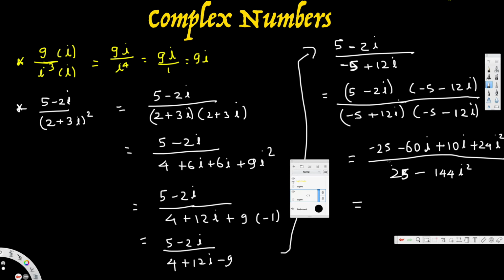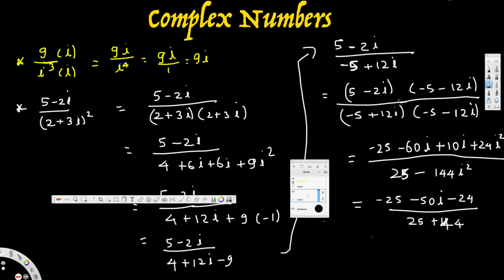Let's simplify the numerator first. Negative 25, and negative 60i plus 10i becomes negative 50i, and then 24i squared: i squared is negative 1, negative 1 times 24 gives negative 24. In the denominator, 25, and 144 times i squared, which is negative 1, so negative 1 times negative 144 is plus 144. Now we can simplify further. Negative 25 minus 24 is negative 49, minus 50i, divided by 25 plus 144, which is 169.